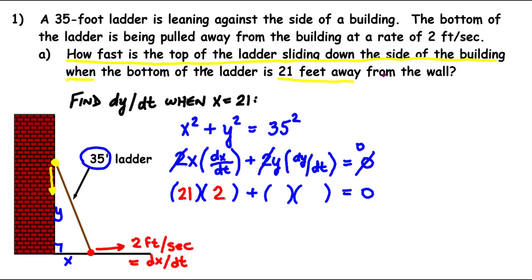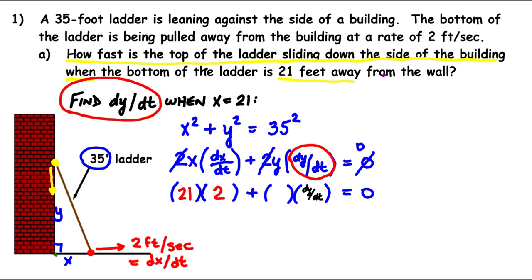The y I don't know, but I can figure out using Pythagorean theorem. And dy/dt is what I'm trying to figure out. That's why it's nice to have the goal statement written down. So find dy/dt. So I don't know what this is. I'll just copy it down. All right, we just need to figure out what y is.